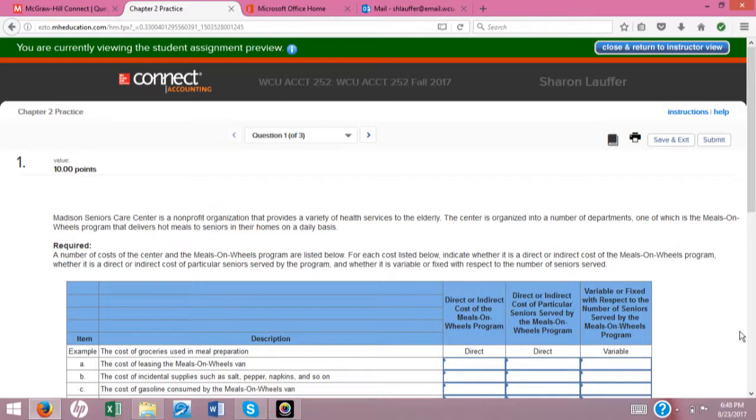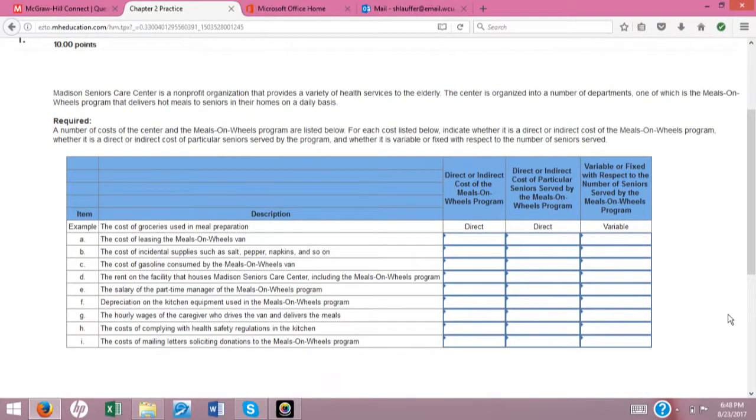So I did want to let you look at how the homework should be, so you know how to set those things up. This is problem P2-18, I believe is the first one you have to do, about Madison Senior Care Center, and you're looking at determining whether costs are direct or indirect, whether fixed or variable.